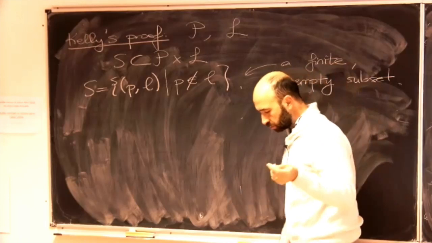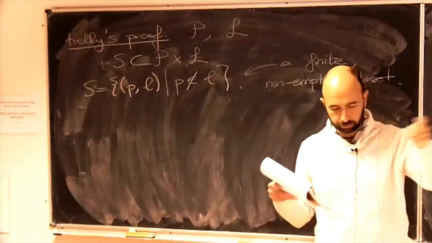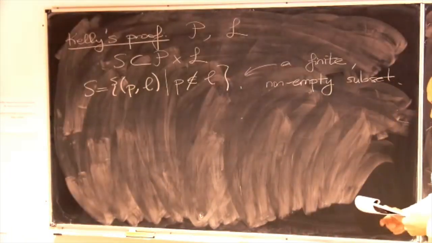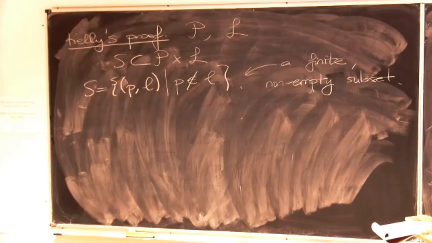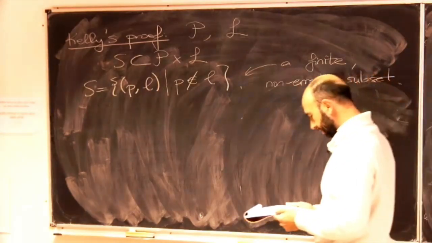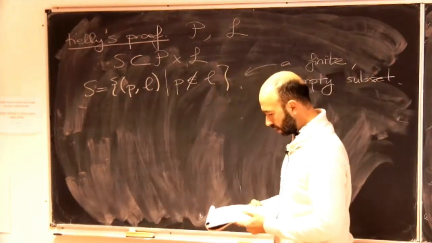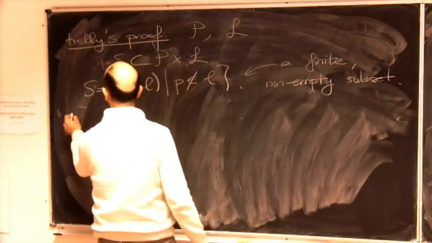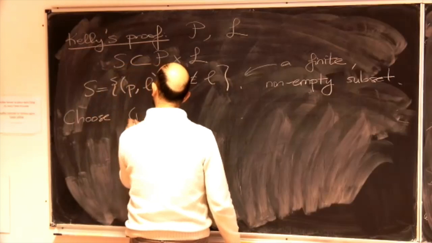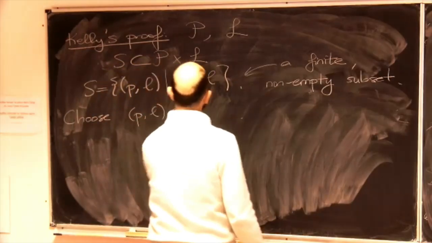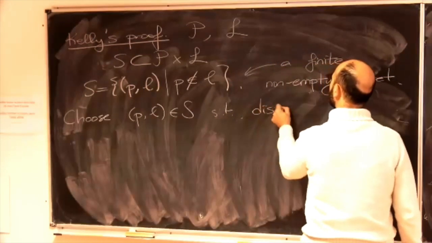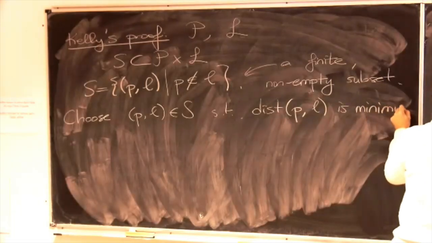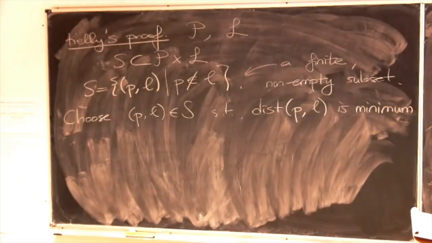the set of all point-line pairs such that P is not on L. Of course, this is a finite set. And non-empty because there's a pair of point and line such that the line doesn't pass through P. Otherwise, all points would be collinear. Okay. Now, if there's a finite set in the real plane, you can choose an ordered pair P, L in S such that the Euclidean distance from P to L is minimal. Since it's a finite set, we can do this.